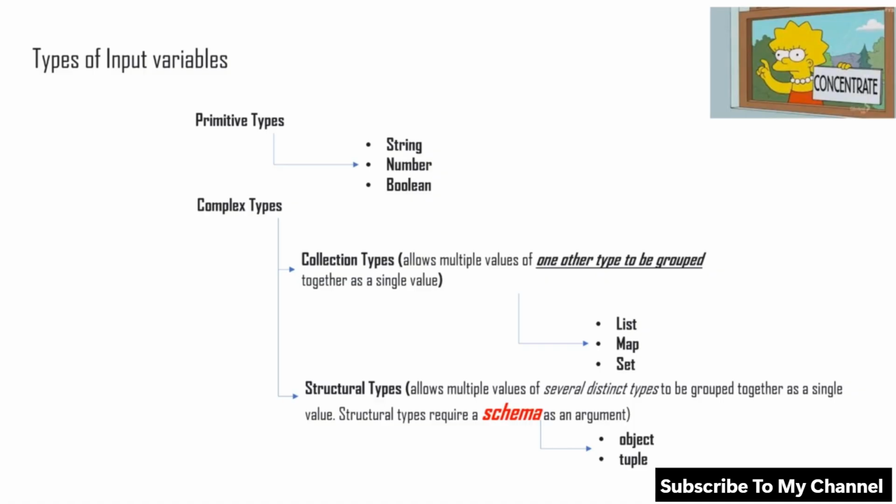One important distinction is that whenever you're using a structural type, you also need to mention the schema for that particular type. Whereas for collection types, you do not need to mention the schema. You can just mention what type it is. I will explain these types using examples, so let's go ahead and see the examples in the next chapter.